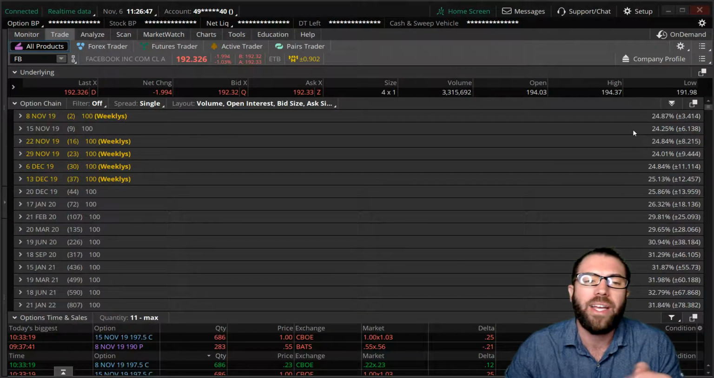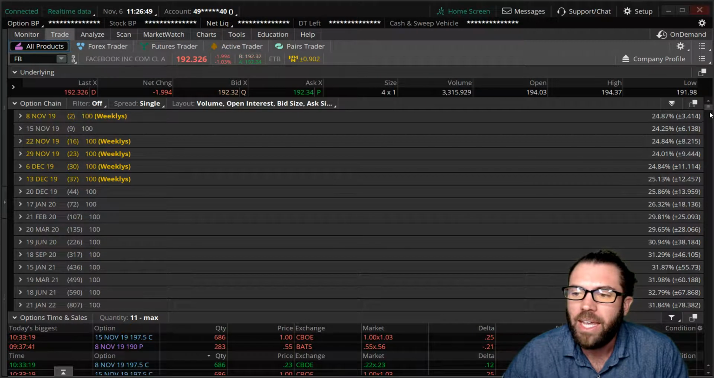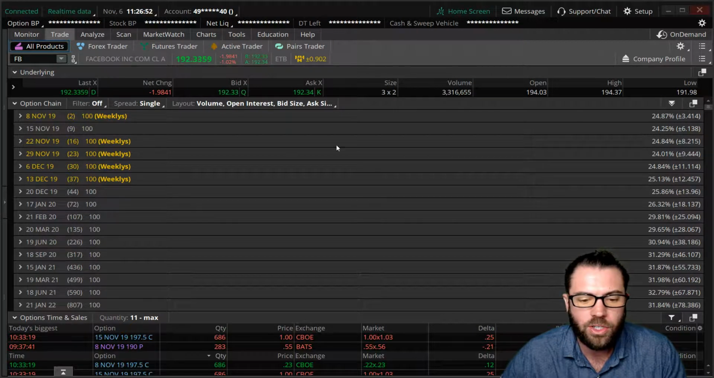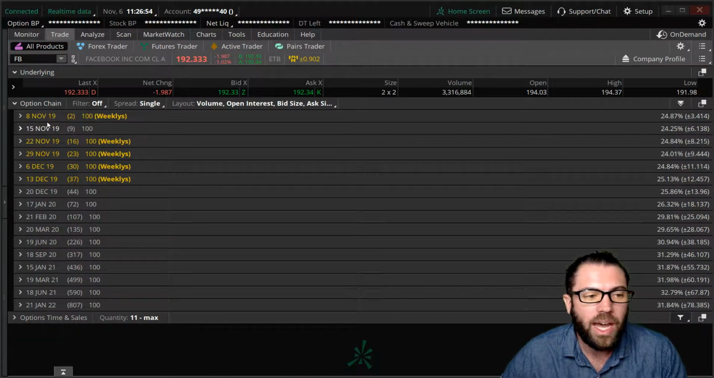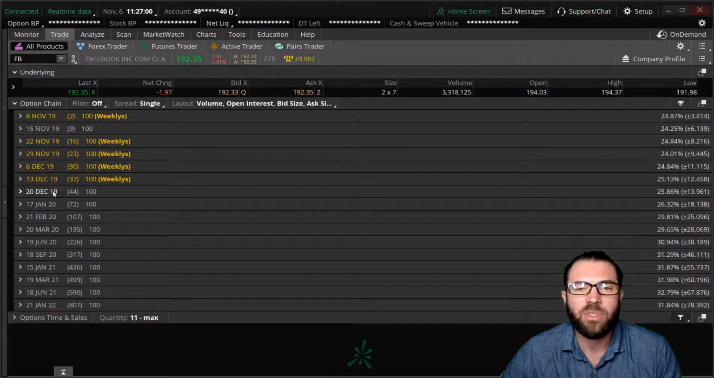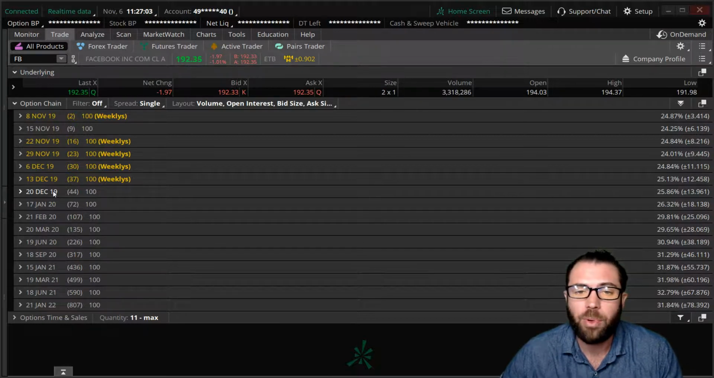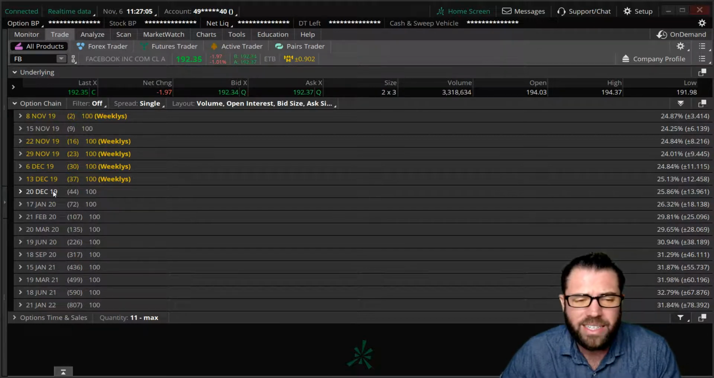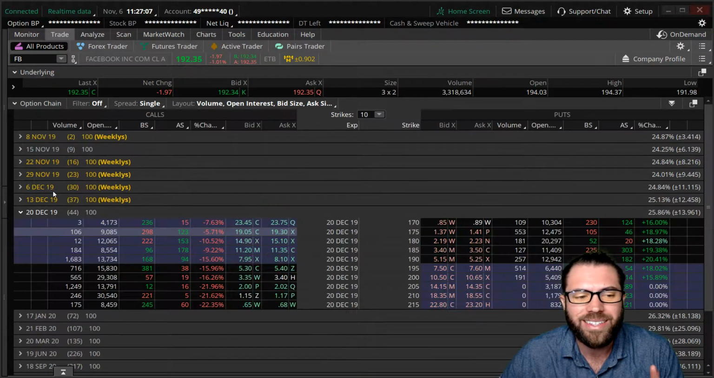So now I'm going to go into my Thinkorswim platform, and it may be a little overwhelming at first. Trust me, I get it. But here we have November 8th weekly expirations and monthly expirations. Usually I want to look at options further out, since I do have a price target on Facebook that is much higher. I want to give the trade time to work.